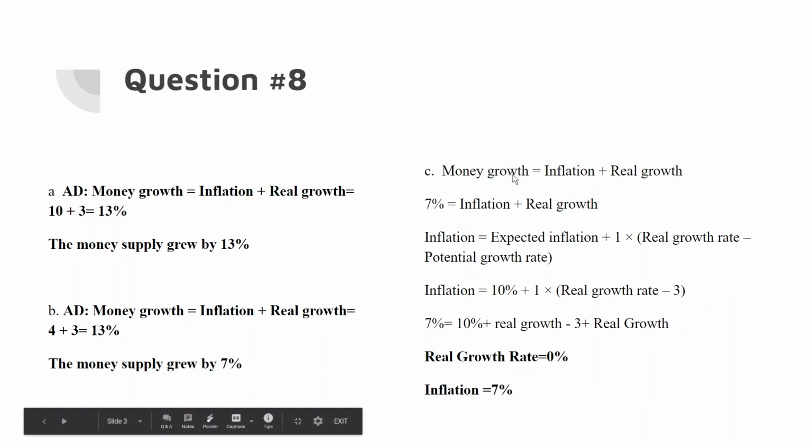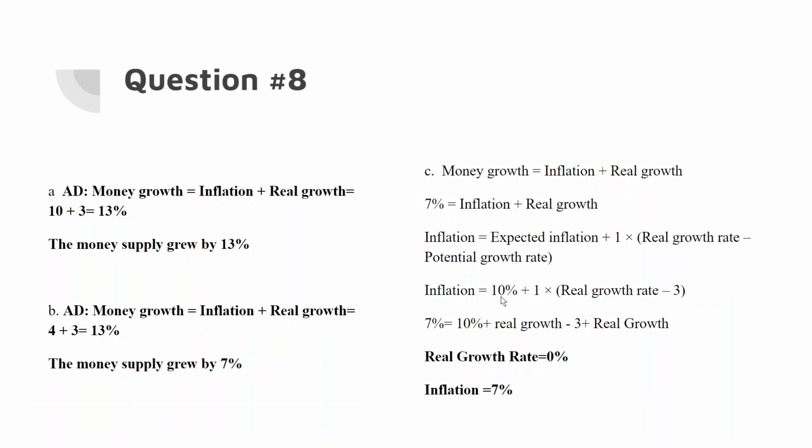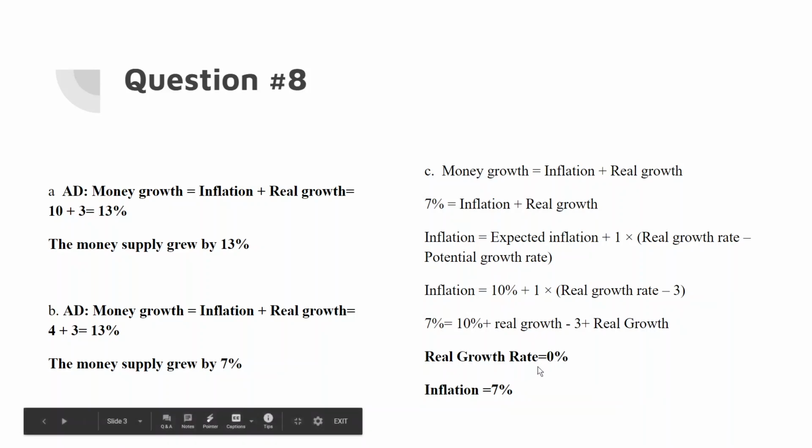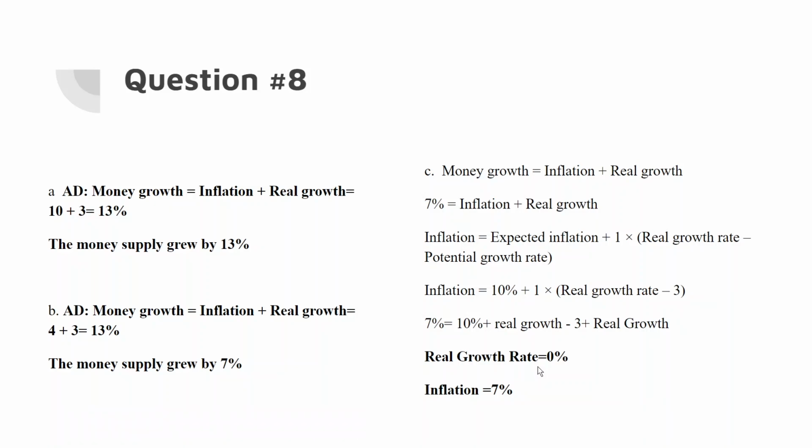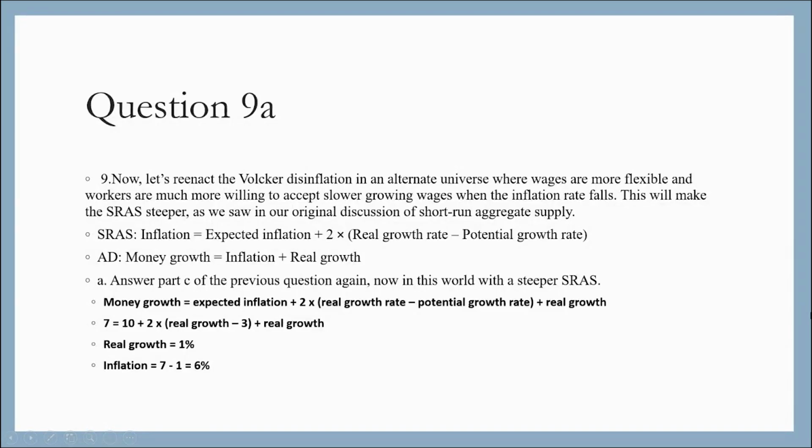And then you do just a little bit of algebra here. And presto, you figure out that the real growth rate was 0% and inflation was 7%. So question 9 asks to reenact the Volcker disinflation, but with more flexible wages and workers willing to accept slower growing wages. So part 8 asks to answer part C of the previous question again, but with a steeper SRAS.